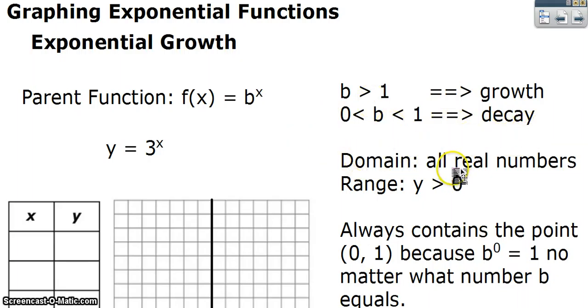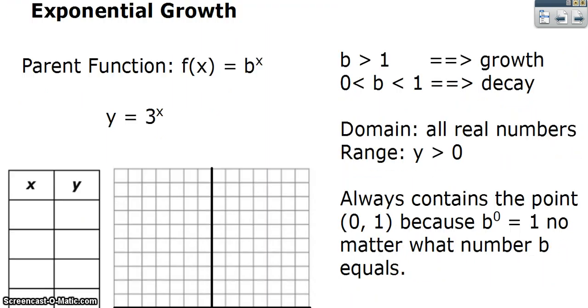The domain for these is all real numbers. So that's for every type of exponential function. It'll always be all real numbers. And then the range is going to be y is greater than 0. Okay, and this might change depending on if you shift it up or down, something like that.